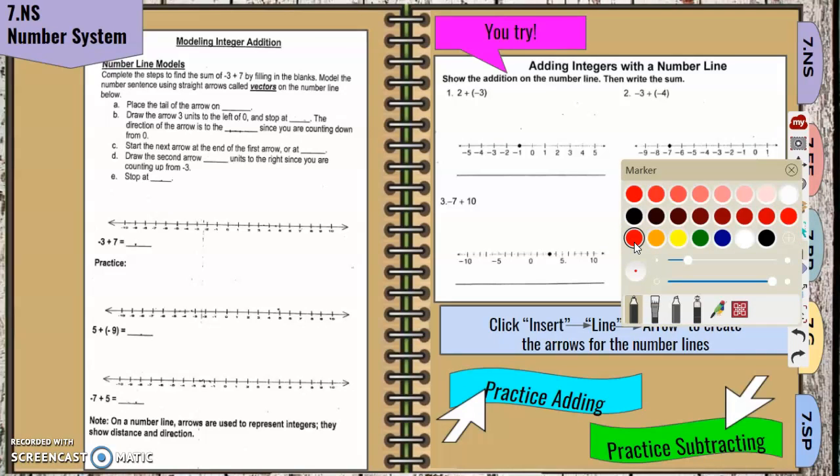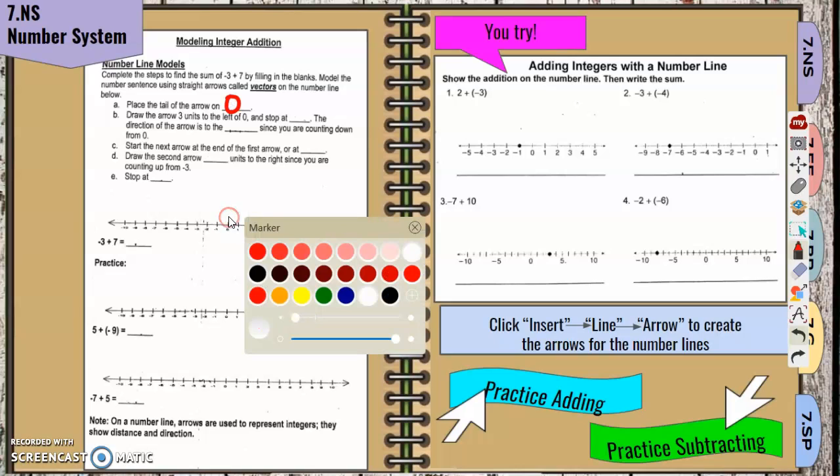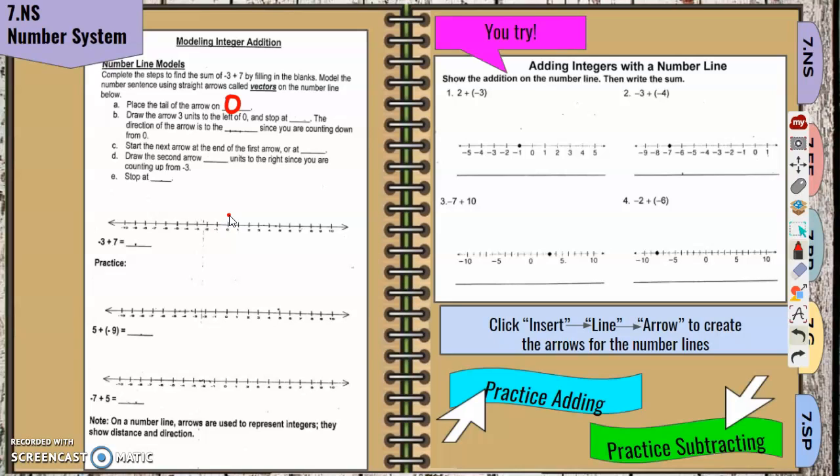So I'm going to come to my number line and I'm going to put a tail right here at 0. You can do a dot, you can do a little vertical line, something to indicate that this is my starting point. Then you're going to draw the arrow 3 units to the left because we're starting with -3. So we're going to draw the arrow to the left. Remember, left is less, so I'm going back 3 spaces on the number line.